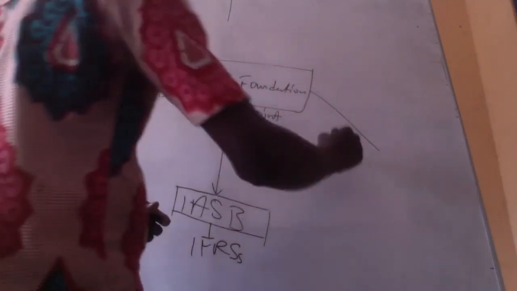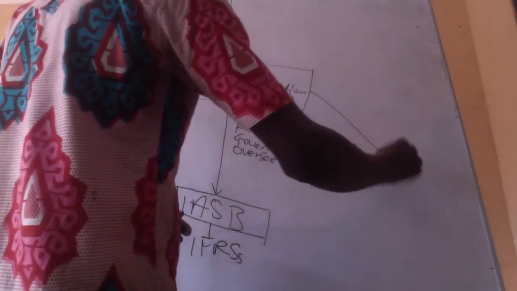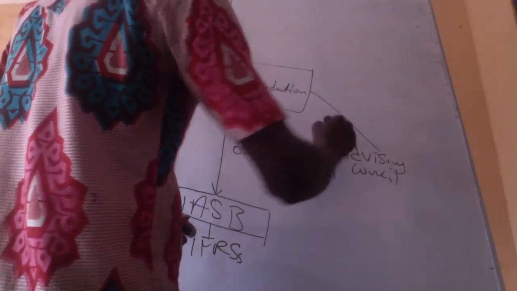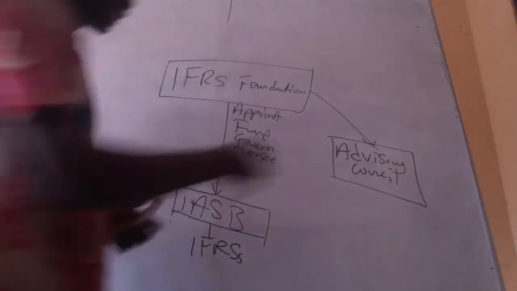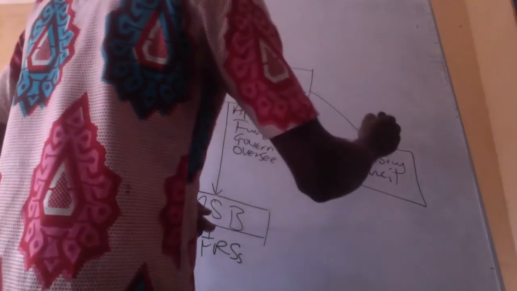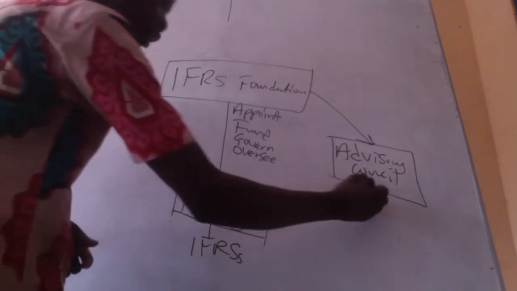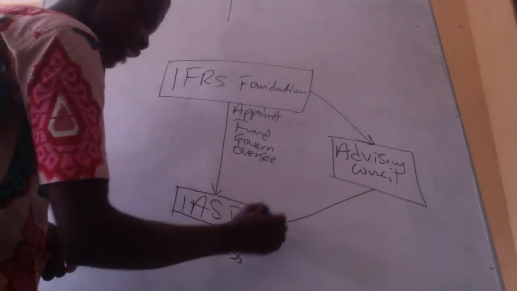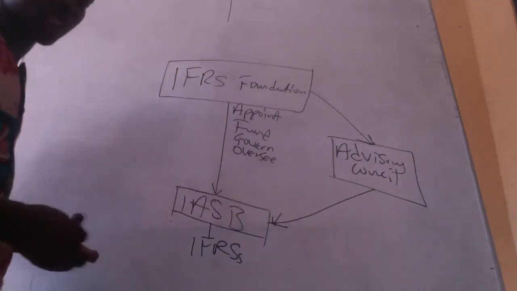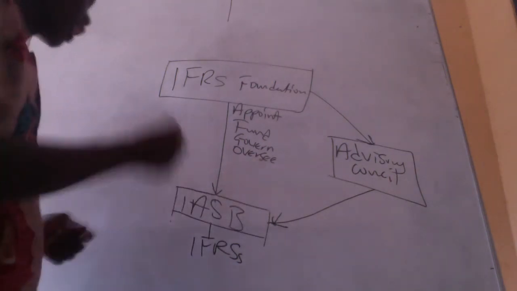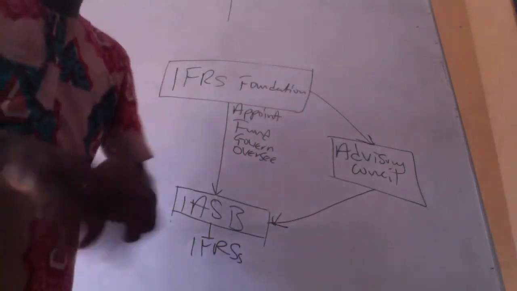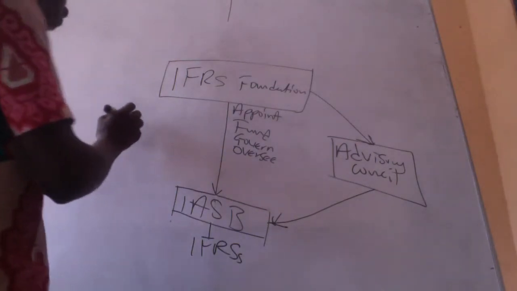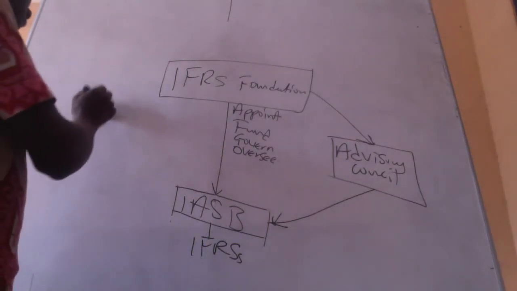Then they have another one called the Advisory Council. What do you think will be the objective of the Advisory Council? Probably to advise the board. They provide advisory service to the board. And then everything is like this, top here and then the other side, and then down.